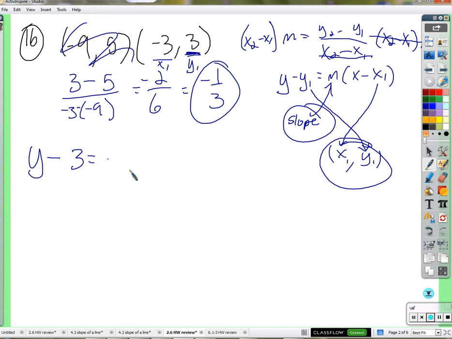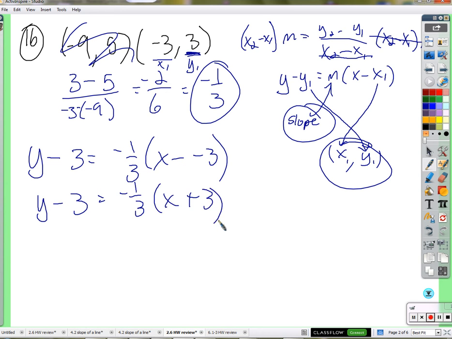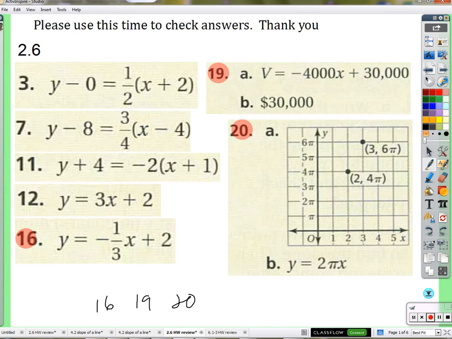So y minus 3 equals the slope, negative 1 third, times x minus the x value from the point, which is negative 3. So it's x minus negative 3. If we were going to leave it in point slope form, it would look like that. It would be done. And that's what the answer for 11 looks like, just in point slope form.